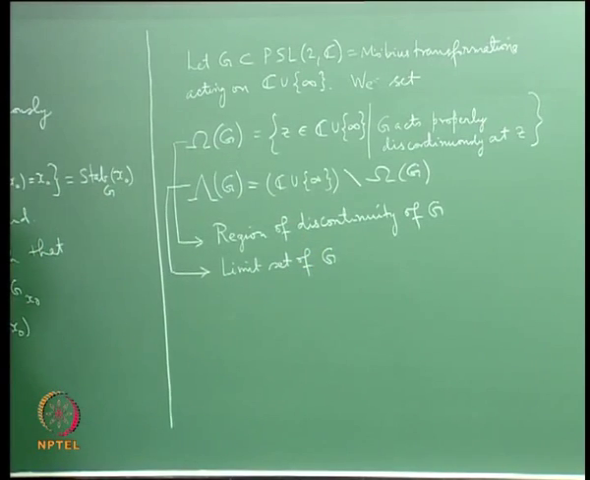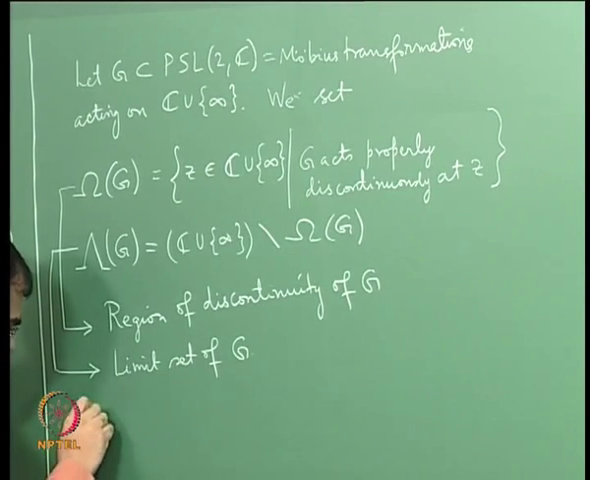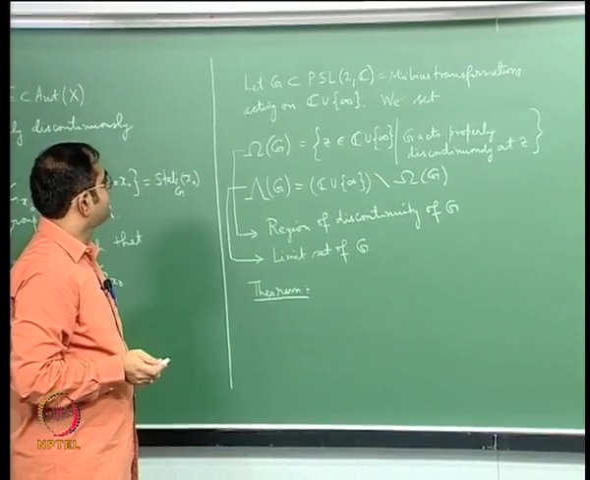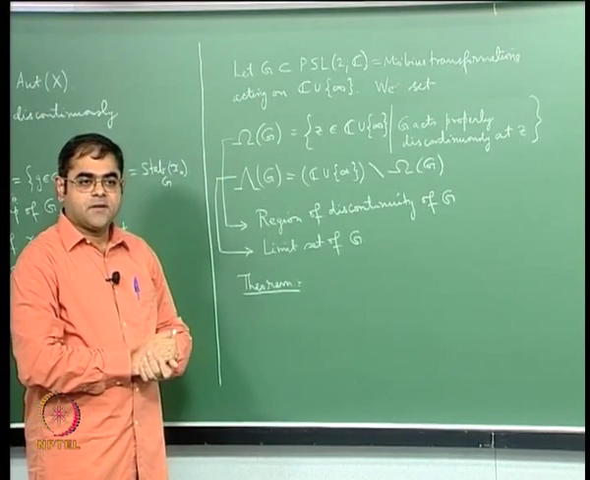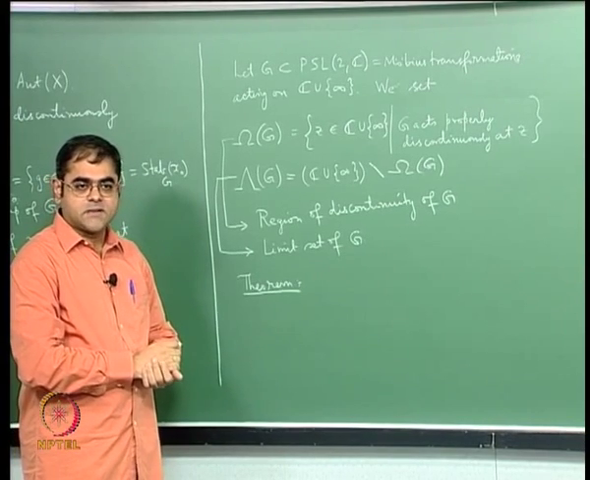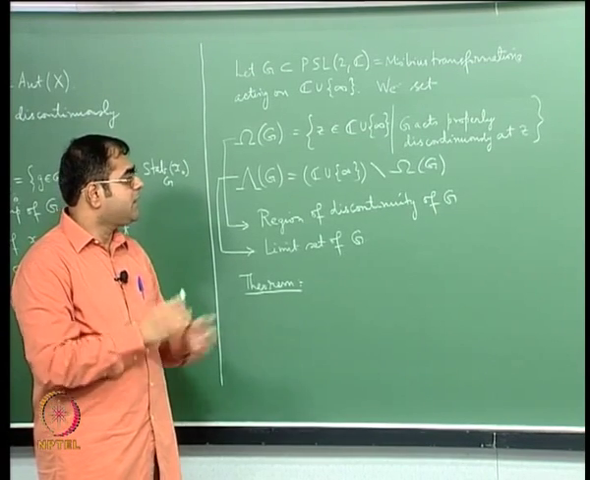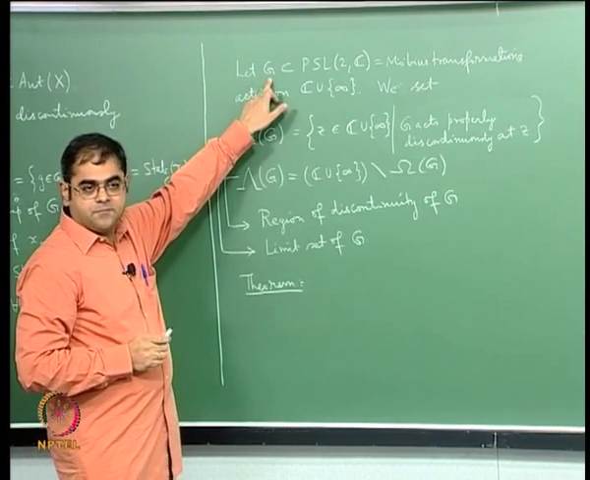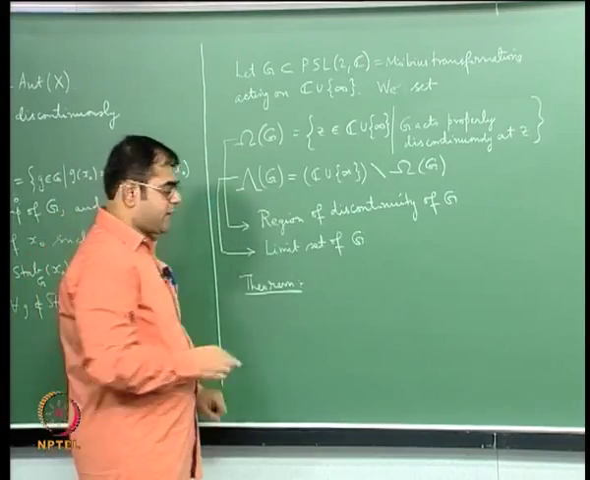Here is the first theorem. Before I state this, I should say the following thing. We say that the group is a Kleinian group after Felix Klein, a German mathematician who pioneered the study of geometry and its interactions with analysis and algebra. We say the group is Kleinian if there is at least one point where the group acts properly discontinuously. That's a definition.